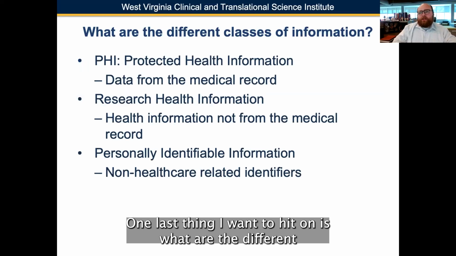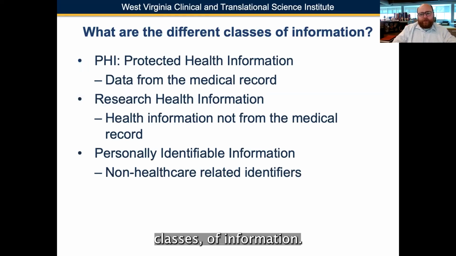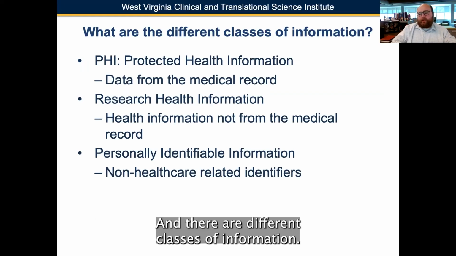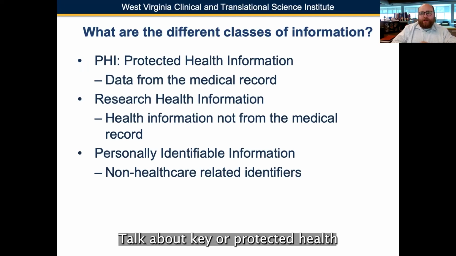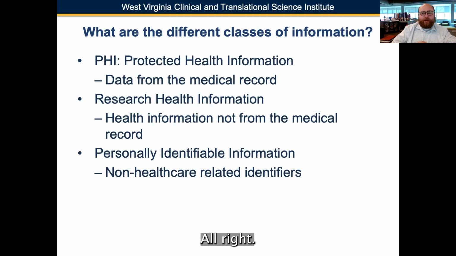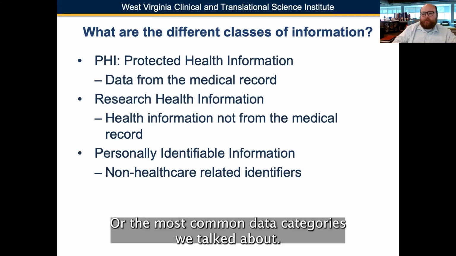One last thing I want to hit on is what are the different classes of information? There's a handout that I've sent to Debbie Lee. Debbie Lee is going to send it out with the evaluation. And there are different classes of information to talk about. PHI, or protected health information, and research health information, RHI, are the most common data categories we talk about.